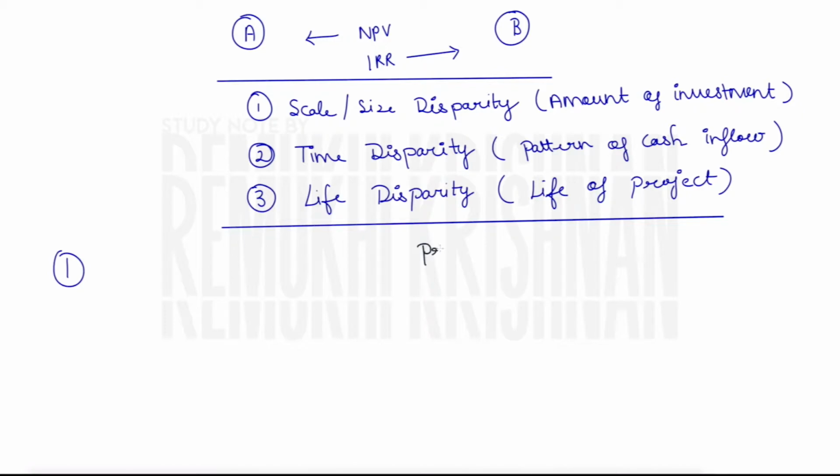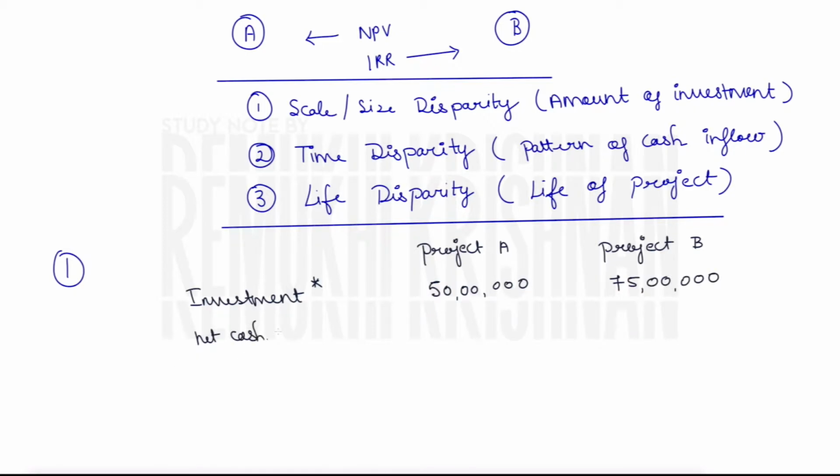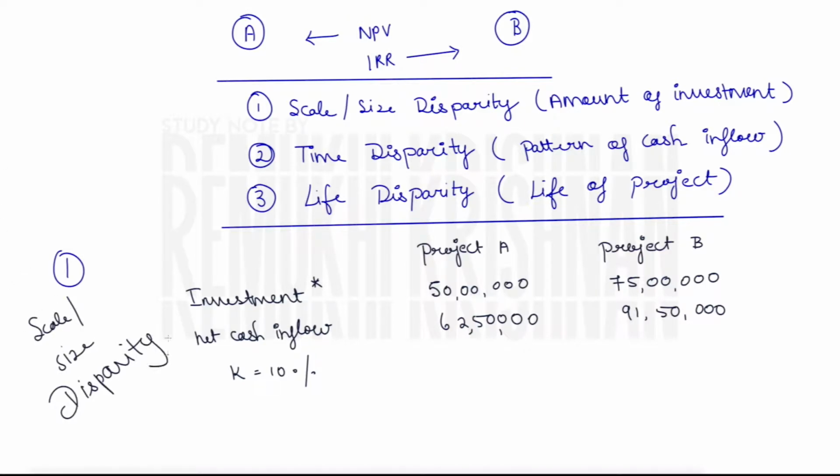So let us take two projects. One is project A, another one is project B. The investment made under project A is 50 lakhs and the investment made under project B is 75 lakhs. The net cash inflows are 62 lakh 50,000 for project A and 91 lakh 50,000 for project B, and the K comes to be 10%. Okay. So we are just going to see scale or size disparity in this video. Okay, let me start with my computation part.